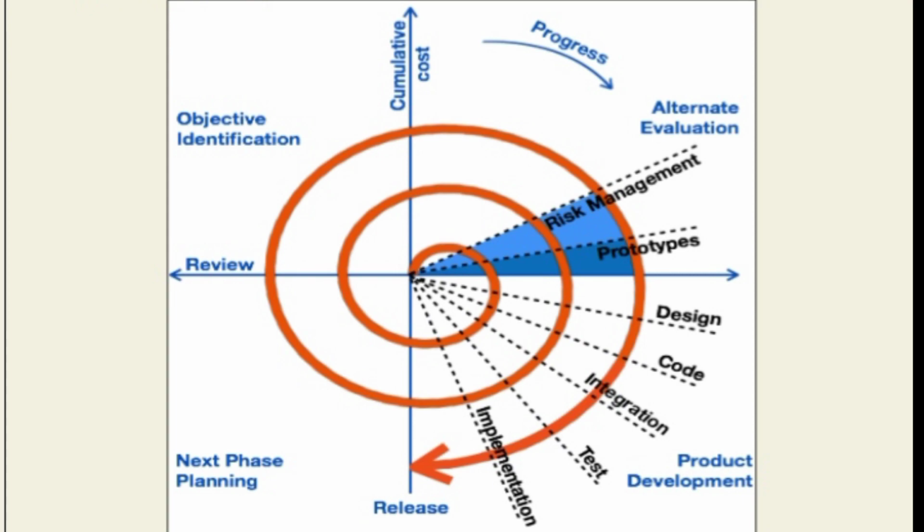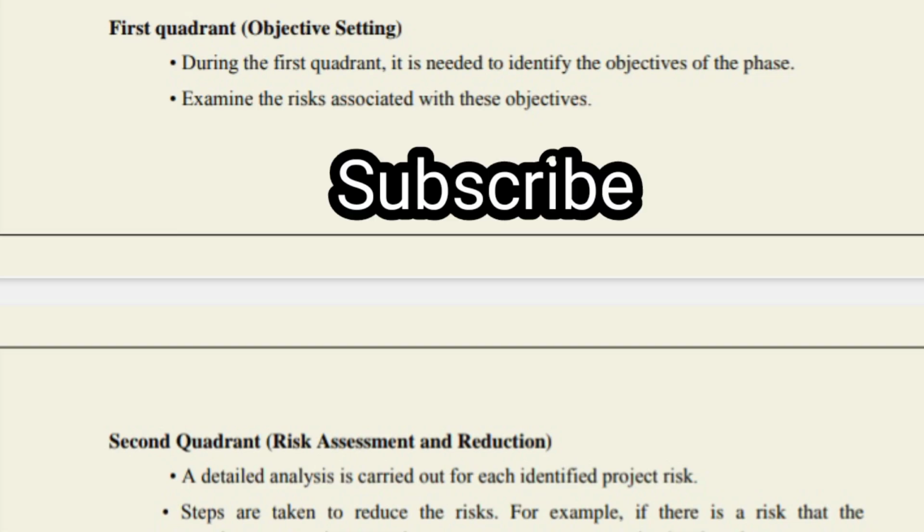Here is the diagram of a spiral model. First quadrant, objective setting. During the first quadrant, it is needed to identify the objectives of the phase and examine the risk associated with these objectives. Second quadrant, risk assessment and reduction. A detailed analysis is carried out for each identified project risk. Steps are taken to reduce the risk.